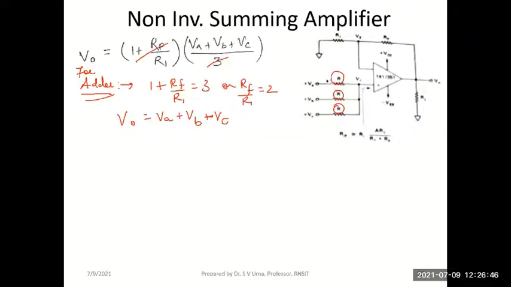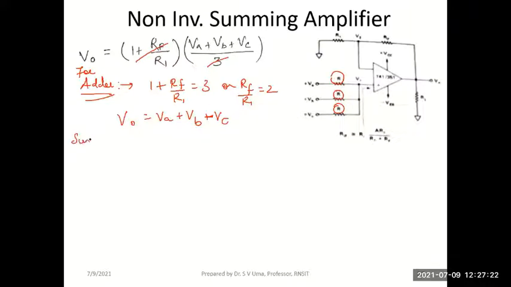So the first condition for this non-inverting summing circuit to work like a simple adder is to have all the 3 resistors RA, RB, RC equal to R, and the second condition is to make RF 2 times R1, so that these factors cancel out each other. 1 plus RF by R1 and 3 will cancel out. You will have the output as the sum of the input signals. Now I told you for the adder.